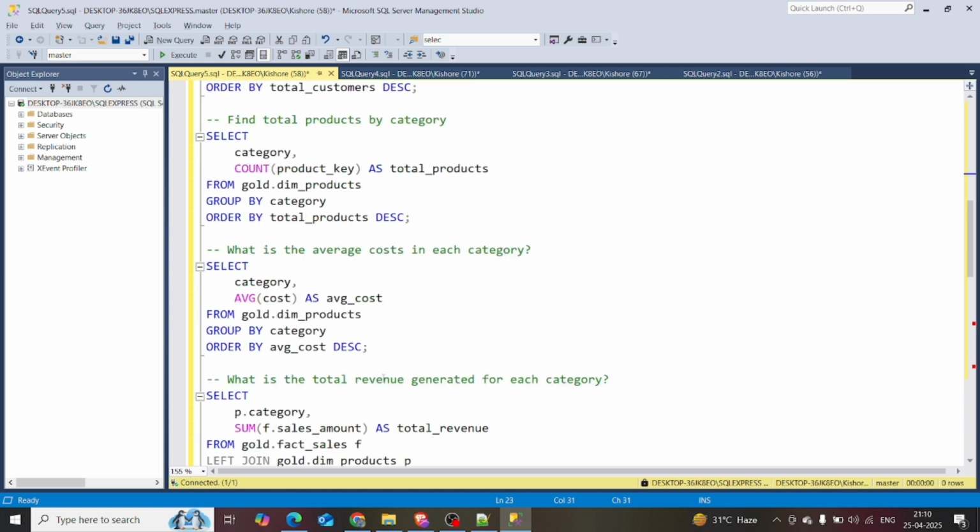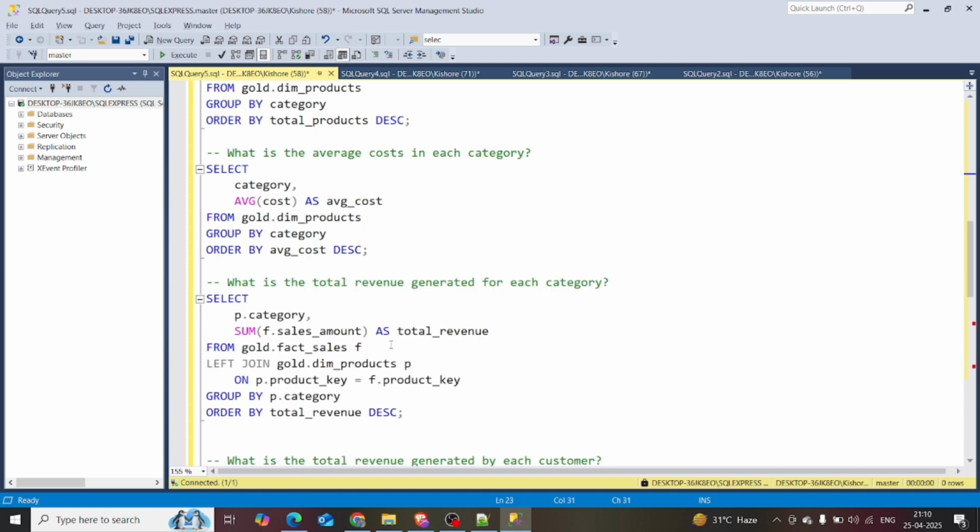And we are answering the fifth question in this section. What is the total revenue generated by each category? So we are using joins in this table. We are selecting p.category, and the p means it's coming from the gold dimension products table. We are selecting the category, and we are summing the sales amount as total revenue.